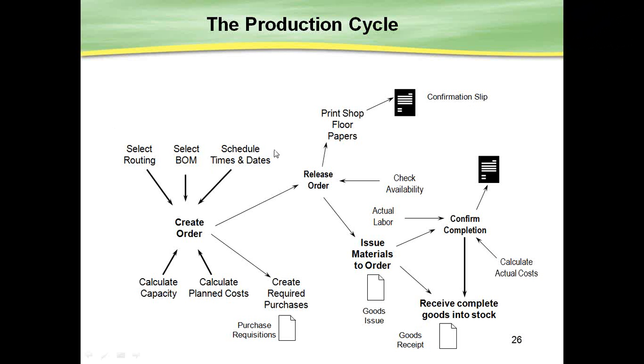Then system will go and check the schedule dates and time based on the forward or backward scheduling, whichever you selected. And after that, system will go and calculate the capacity, whether you have a capacity or not. Then it will find your planned cost. The planned cost will be calculated on the basis of your raw material list.